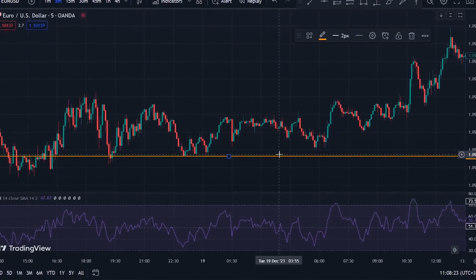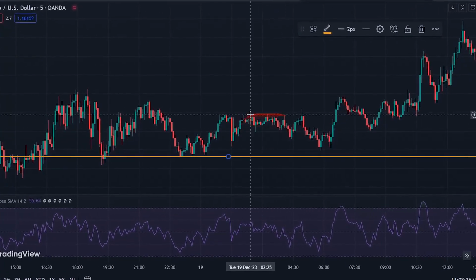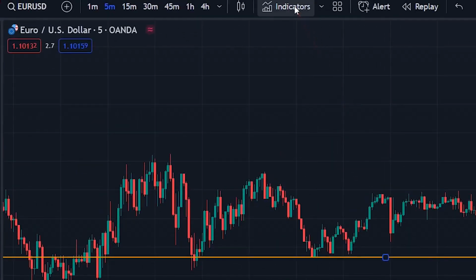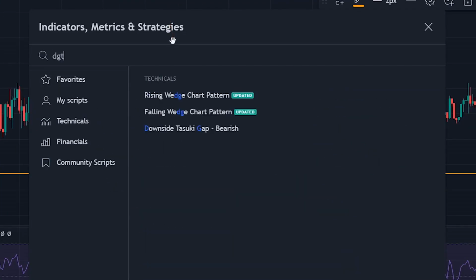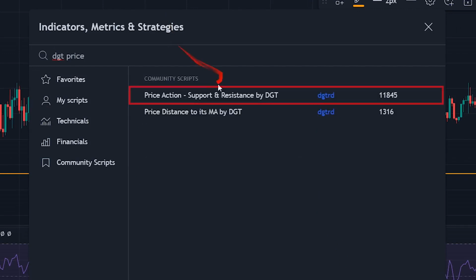If you don't have the patience to find these levels or it's hard for you to find them, you can search the DGT price indicator in the Indicators tab and use it.